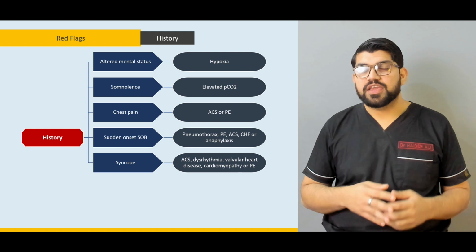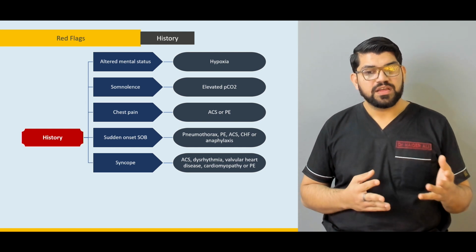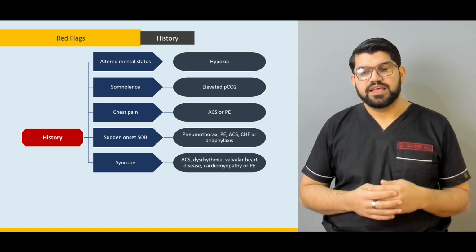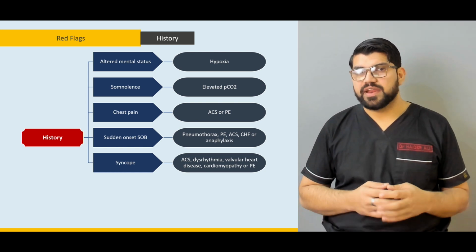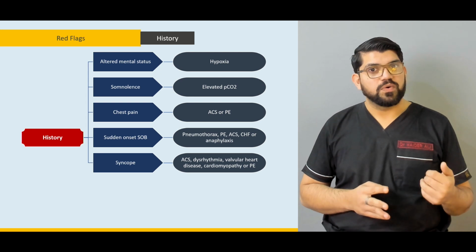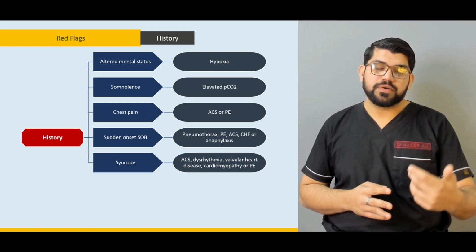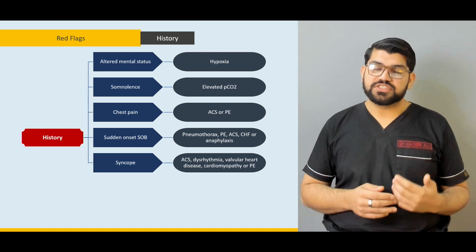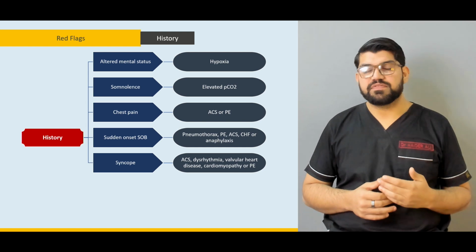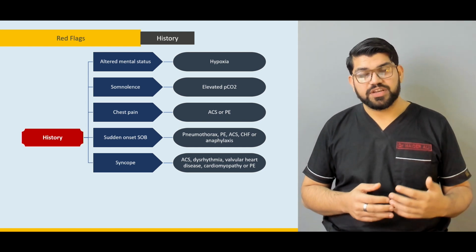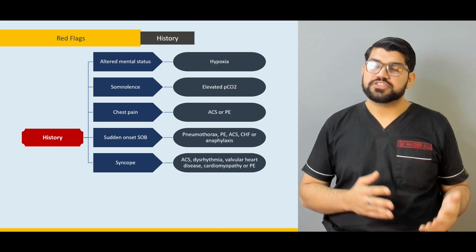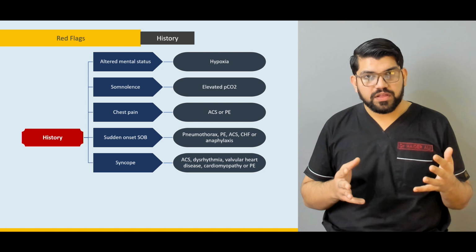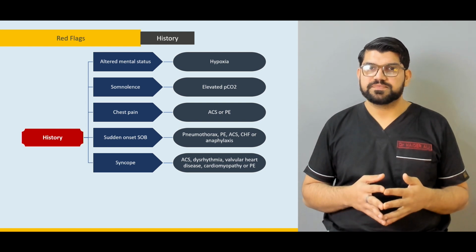Syncope, acute coronary syndrome, dysrhythmias, valvular heart diseases, cardiomyopathy, and pulmonary embolism. We'll talk in detail when we come to the section on history taking about why these symptoms are very important. When you take the history, they can give you a clue that this patient might have these kinds of diseases if they have these symptoms.